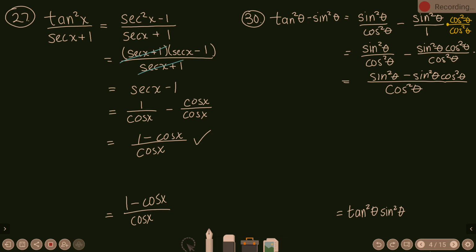Factor out a sine squared. Both terms on top have a sine squared. So think GCF on top. I do agree with that. So if I factor out a sine squared on top, sine squared divided by sine squared leaves me with 1 minus sine squared cosine squared divided by sine squared leaves me with cosine squared all over cosine squared.